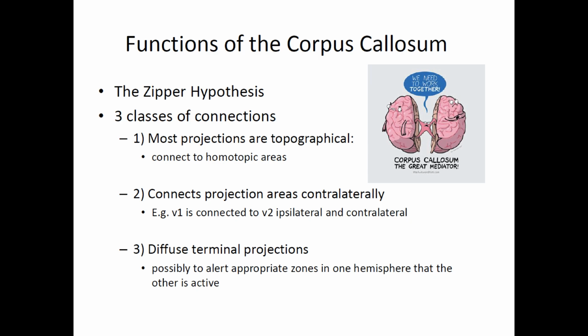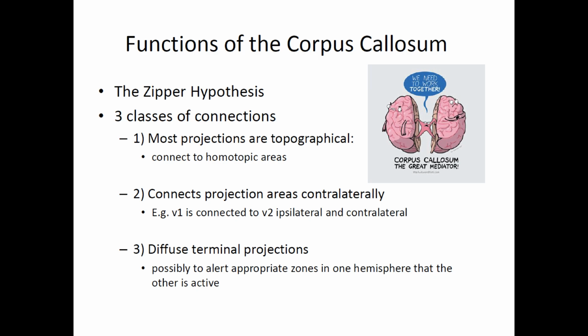A prominent working hypothesis concerning callosal function is the zipper hypothesis. According to this hypothesis, the corpus callosum knits together representations of the body's midpoints and the central space that are divided by the longitudinal fissure. Callosal connections appear to fall in three general classes. Most callosal projections are topographic, so they connect to homotopic areas, which are identical points in the two cerebral hemispheres that are related to the body's midline.